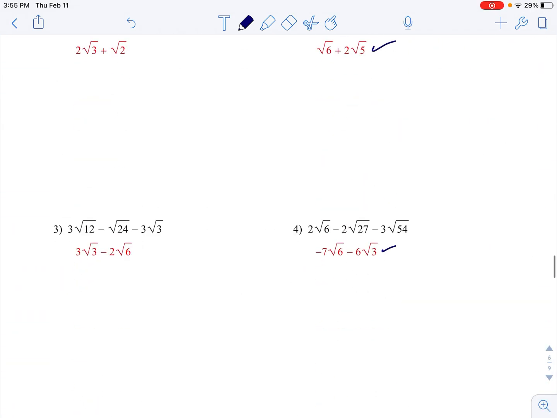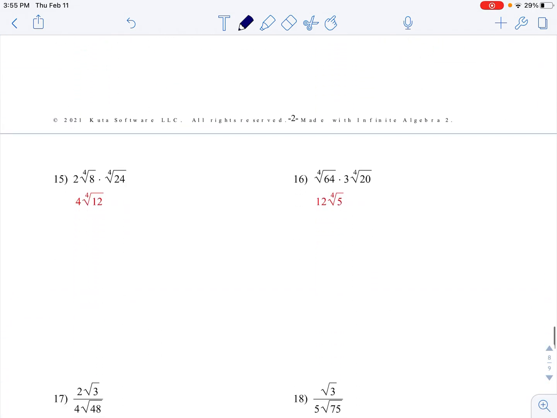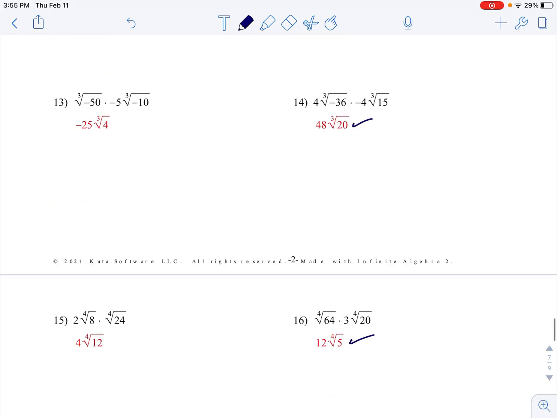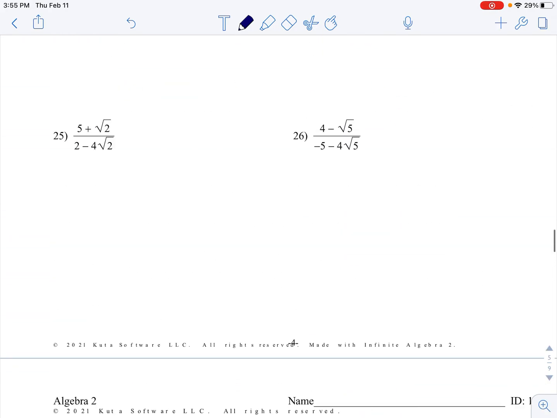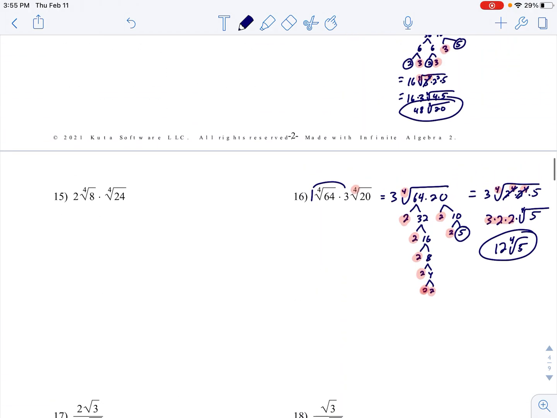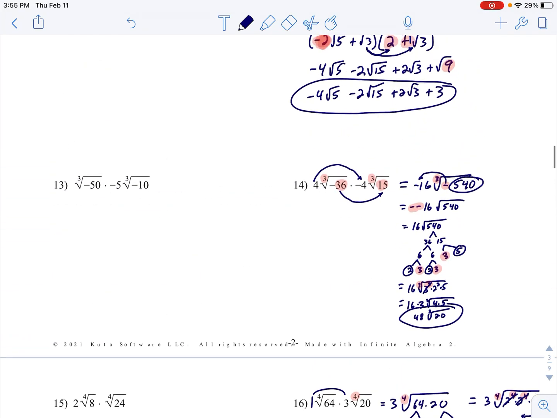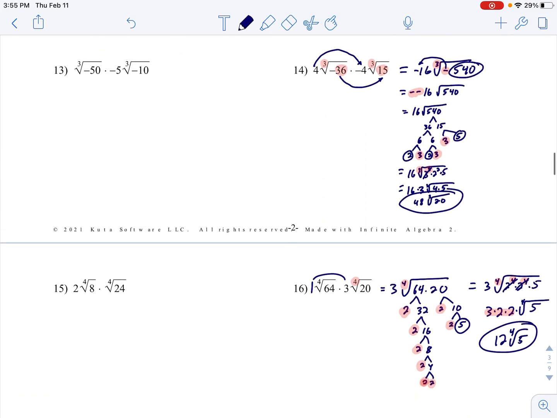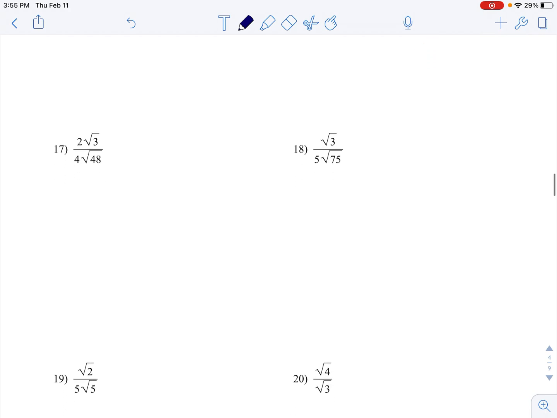This is some complex math here, guys. I hope you're hanging with it. 12, fourth root 5. If you're having trouble, obviously reach out to me and I'll do everything I can to help you out. But that does it for the multiplication examples. So try your best, keep organized, get help if you need it.